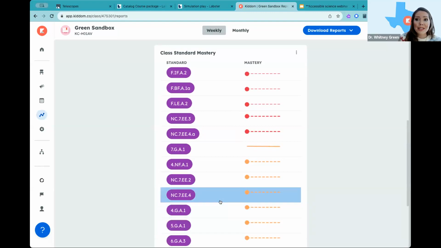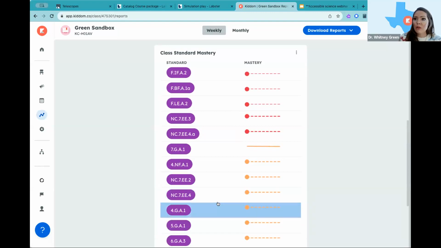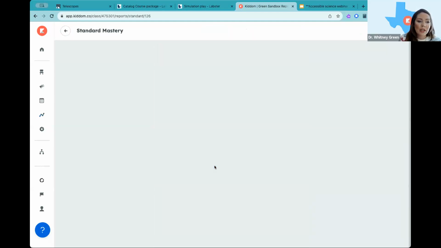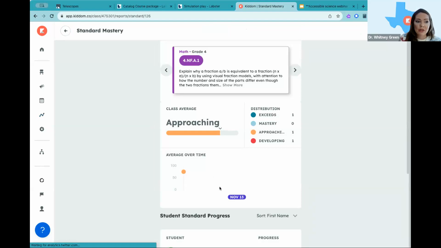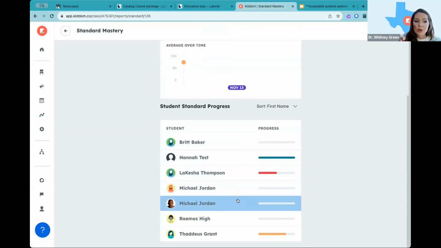I know when I would look at data, it was like, oh, we got the question right for the standard on question 1, same standard on question 5. My class missed it horribly. Why? Right? And we've got to go back to this question type. So inside of Kiddom, you can actually dive into the standards themselves to really see who took the assessment.